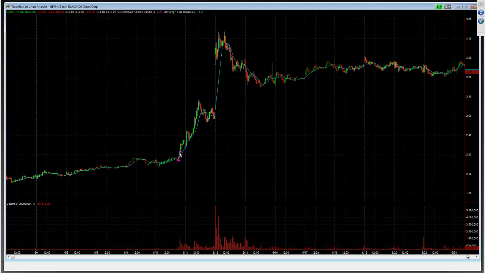Now, I bought the stock right where my cursor is, not because I know anything about this company, Geron Corp, but simply because I could see from the trading activity that there was a high probability that that stock was going to go up. And that's really the concept of what I do.